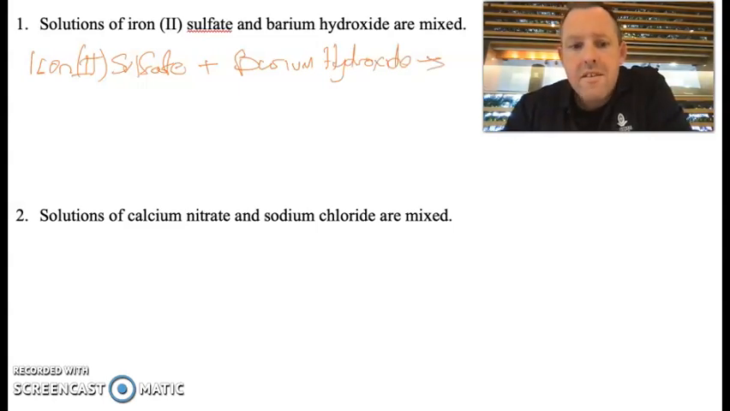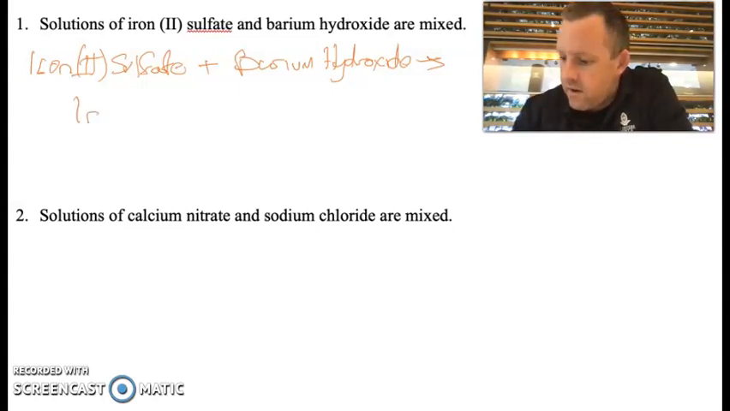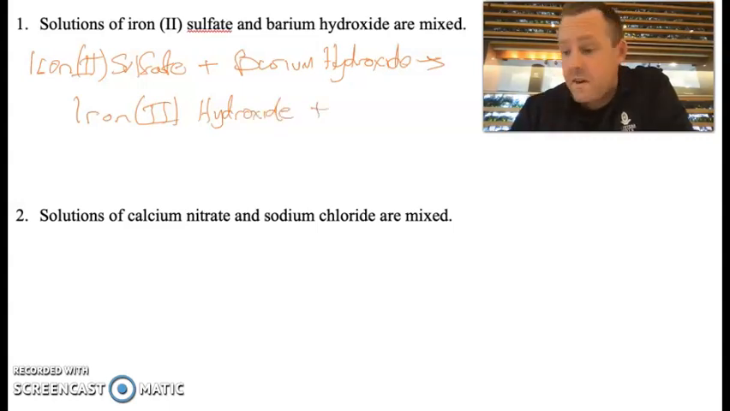In terms of the products that I'm going to get, I can predict these just by the names. My iron 2 is going to go with my hydroxide. I'll try and write it a little bit neater for you. And my barium is going to go with my sulfate.